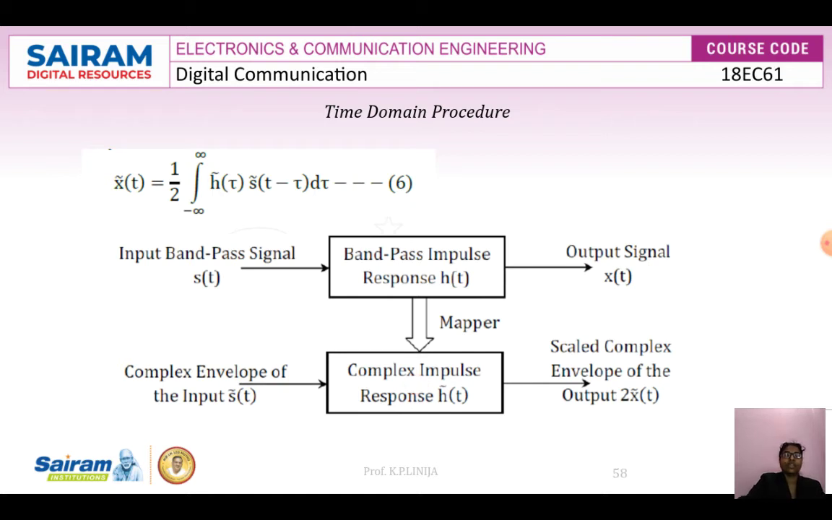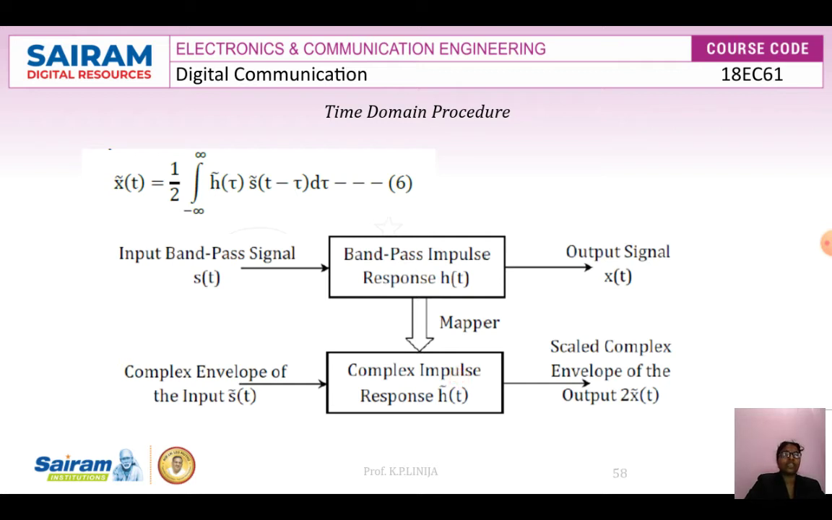Therefore, here we are getting the output x of t. Here we are getting the scaled complex envelope of the output, 2x bar of t. So whatever we have done in an analytical way, the block diagram shows in a simple way. Here only with the scaling factor 2 we have got the scaled complex envelope of the output.